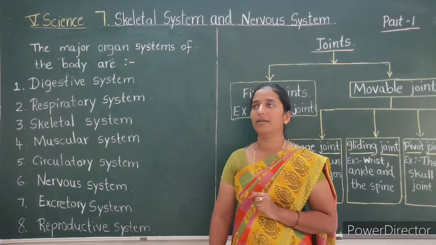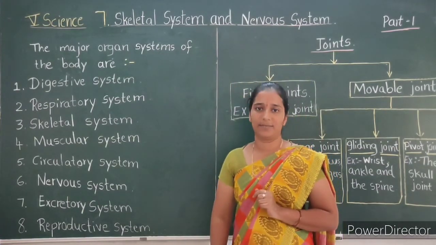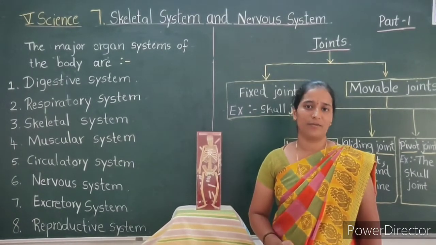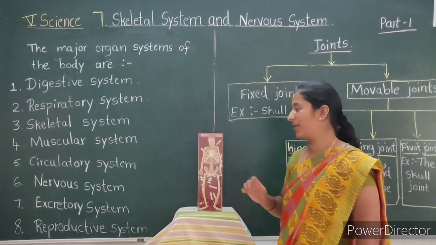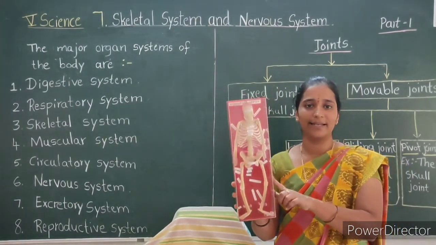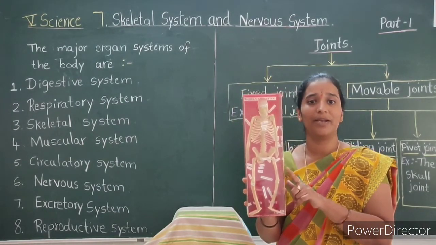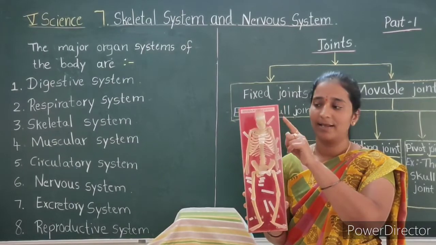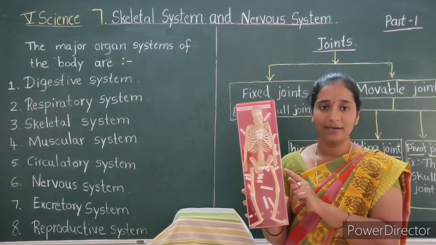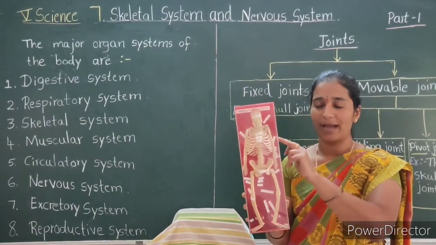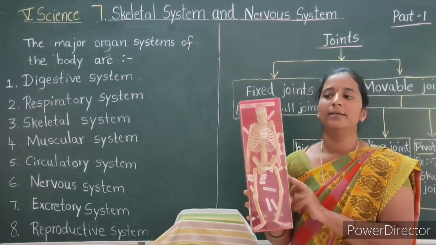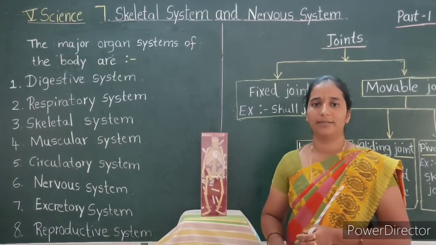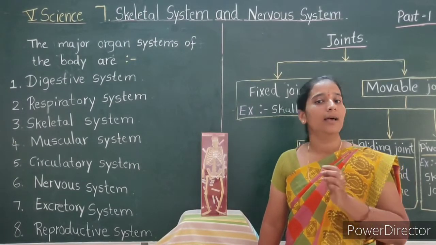So children, today we learn about the skeletal system and the nervous system. Next, the skeletal system. The skeleton is the framework of our body. See children, this is a human skeletal model, made up of plastic. It consists of the skull, backbone, rib cage and limbs. This skeletal model supports our body and protects internal organs.